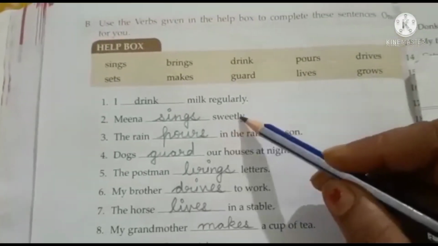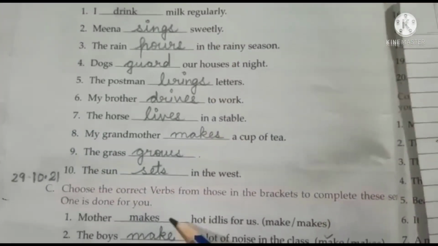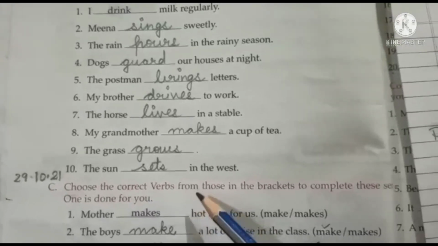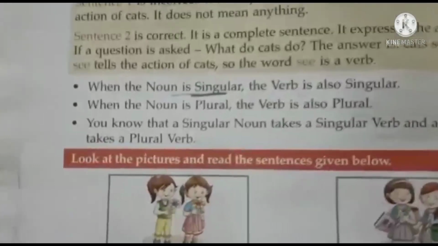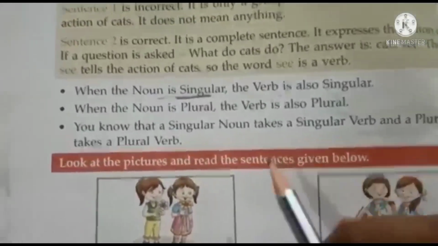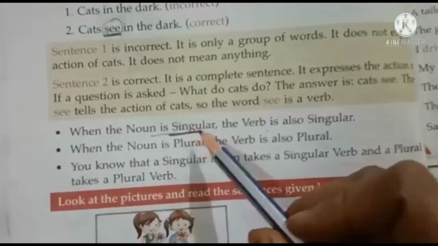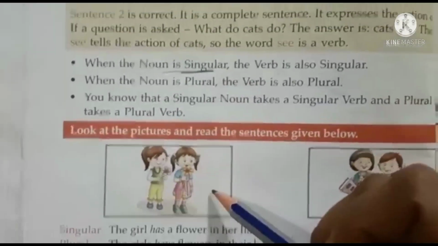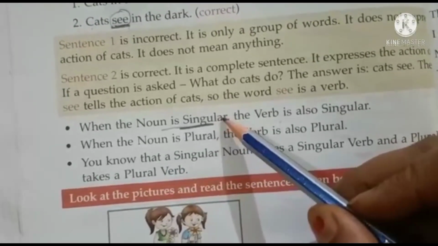So children, in the last class we have done question number B and today I am going to discuss question number C. But before I explain this, let us come to page number 58 where a few important things we have to discuss. Look at this example, children. Before this example, let us see the points given here.